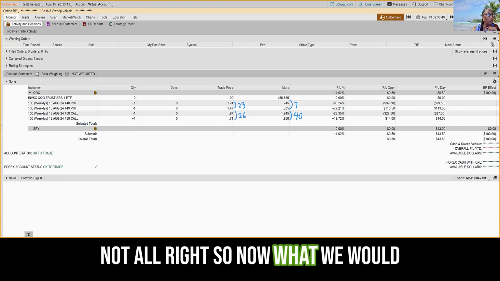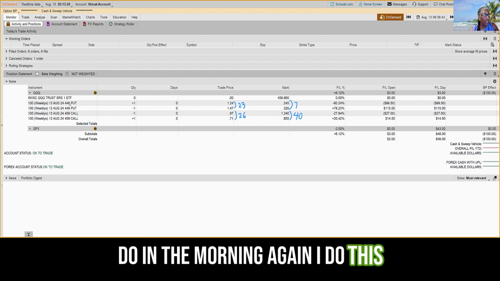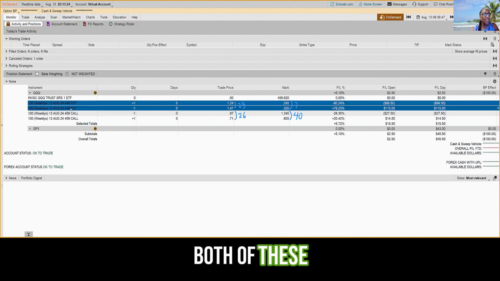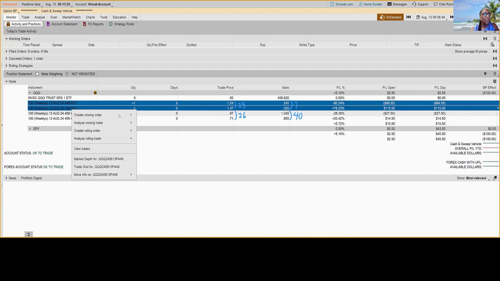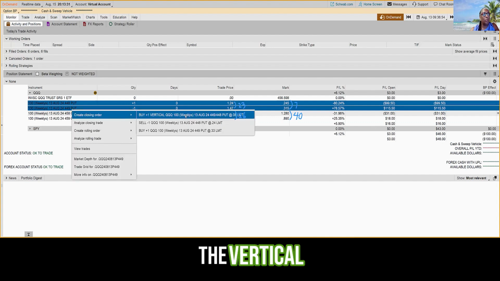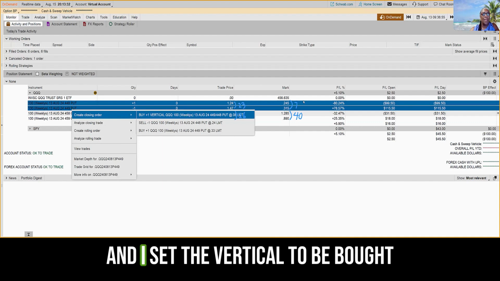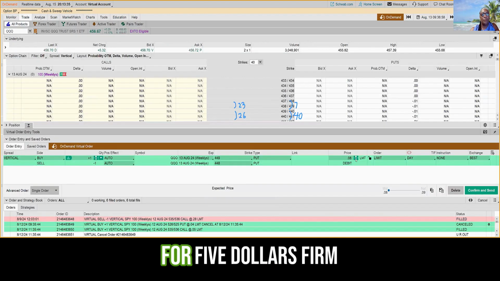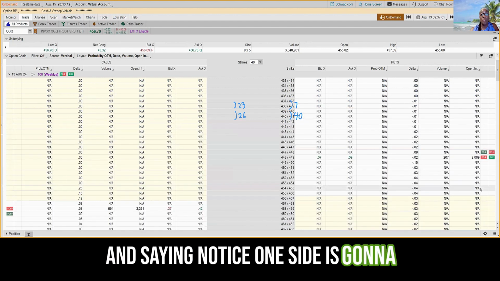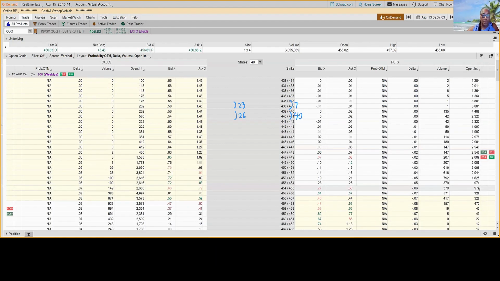All right. So now what we would do in the morning, again, I do this before the market opens. I select both of these sides. I do a create closing order by the vertical. And I set the vertical to be bought for $5. Confirm and send.